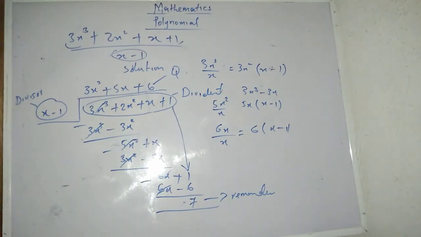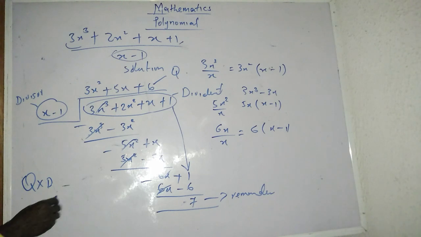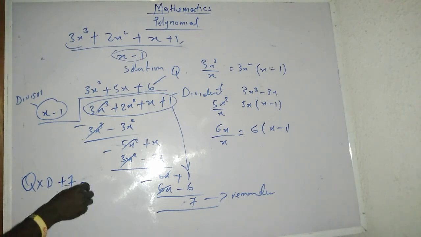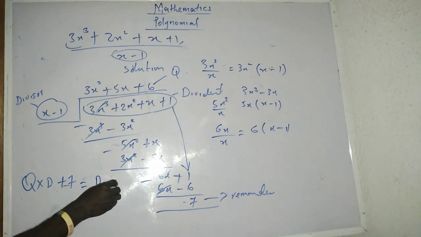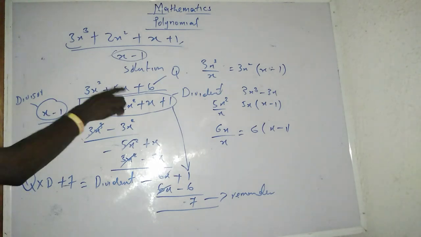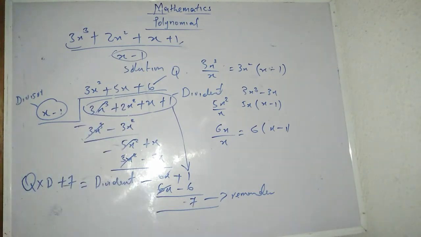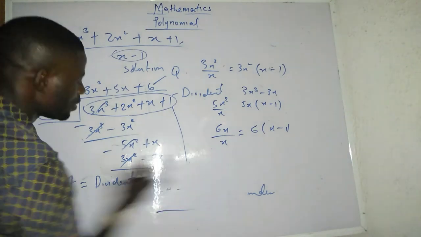Now, the law theorem states that what? It states that my quotient times divisor plus remainder will be equal to what? Dividend. You can try that, to be equal to dividend. It means when you multiply this by this, plus the remainder, you will surely have what is inside here. You can try that. Now, okay, that is the law of division.